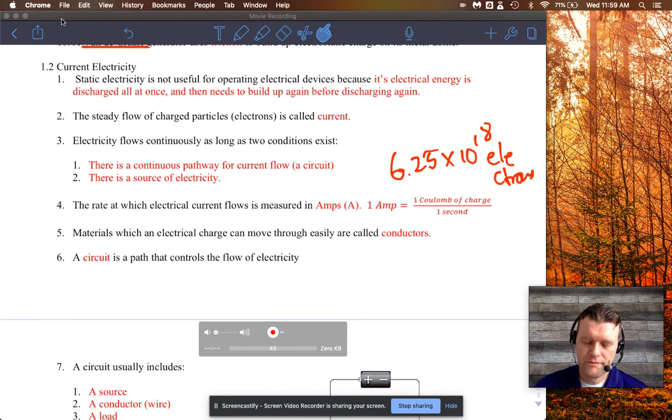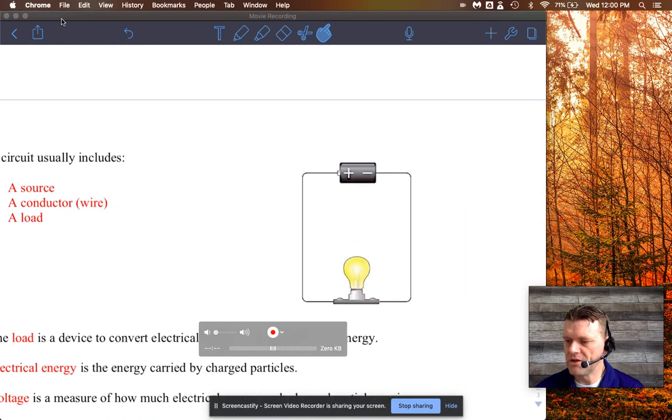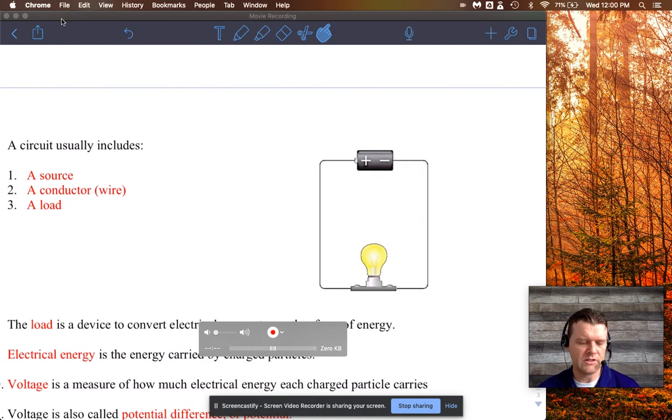So materials that easily move charge through them, or that let charge go through them, are called conductors. And a circuit is that path that lets electricity flow. So I want to draw a little bit on this picture here, because this is a simple circuit. We're going to learn to draw these a bit later. A circuit has our source. We can see we have a cell here, has a positive and a negative terminal. We've got a wire hooked up to a load. Now, I know it says later, a load is a device that converts electrical energy into something else. A light is a great example of a load. Okay, it takes electrical energy and converts it into light and heat.